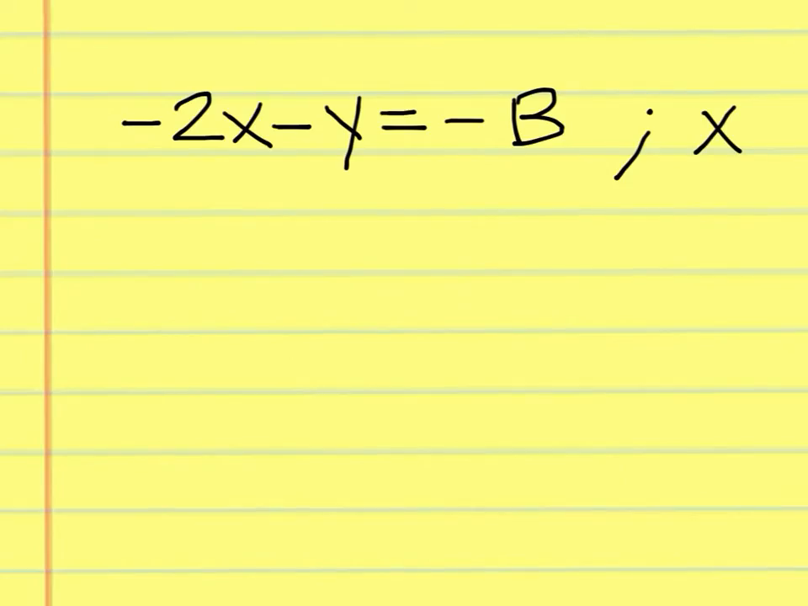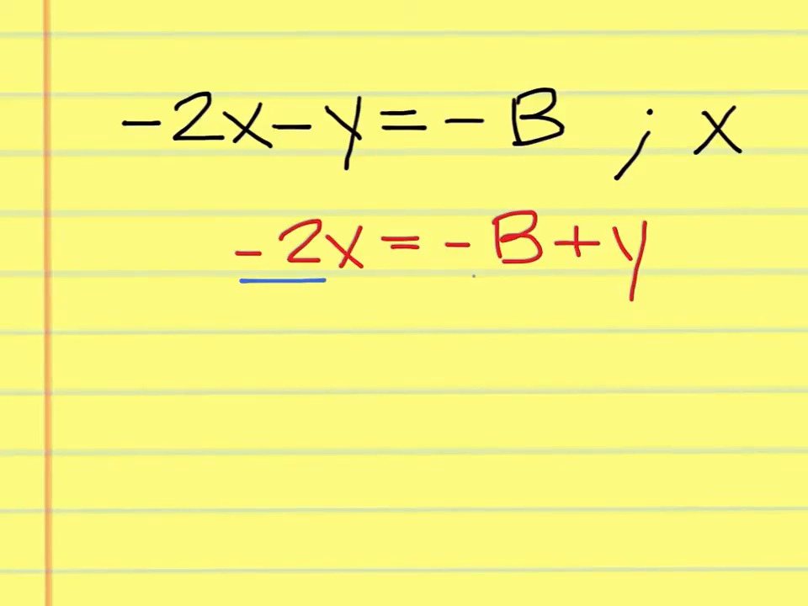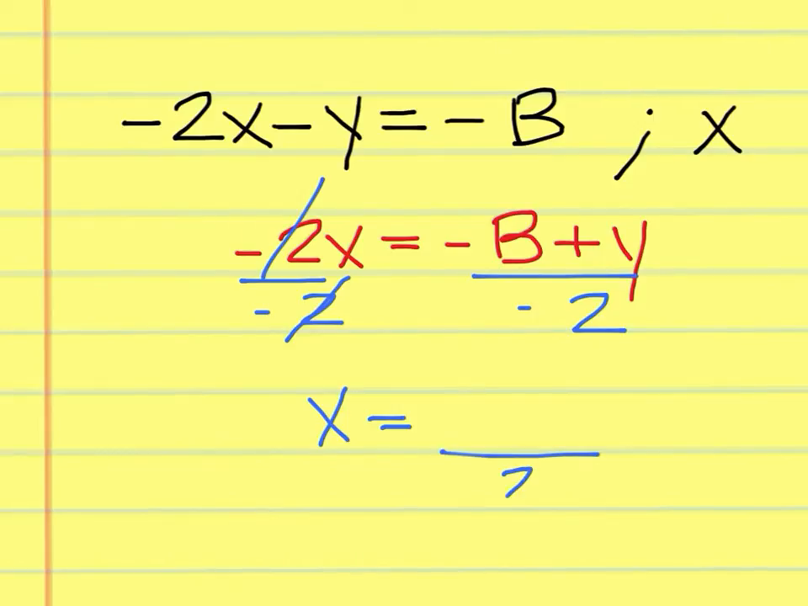To get x by itself, you must first move the minus y to the right side and make it plus y. And then divide both sides by negative 2. You're left with negative b plus y over negative 2, but you must drop that negative sign on the bottom and change the sign of what's on top.